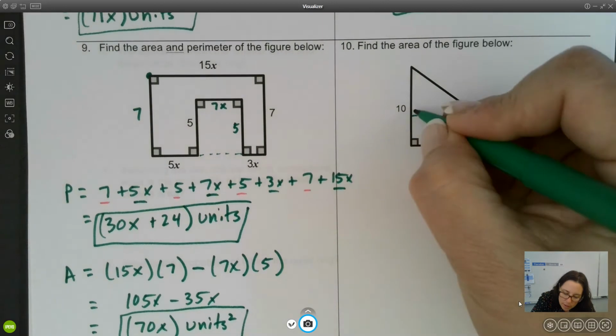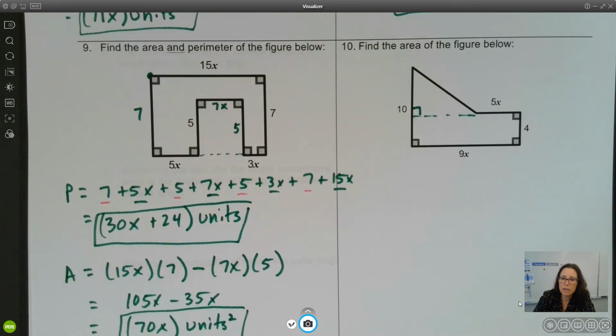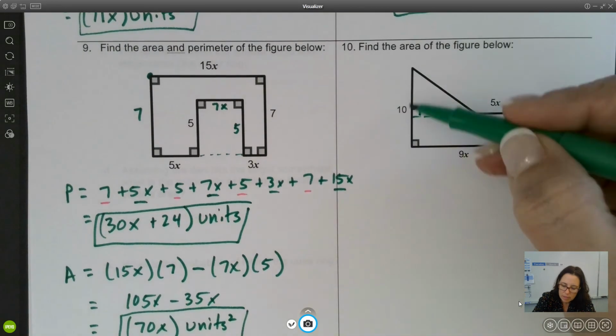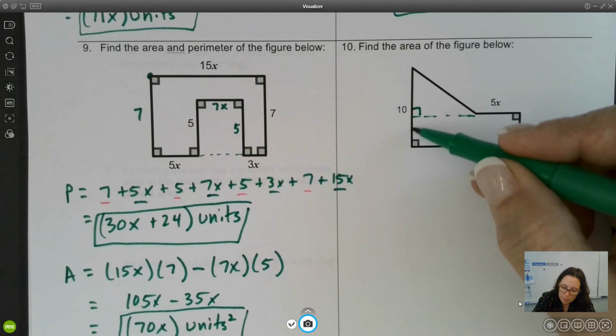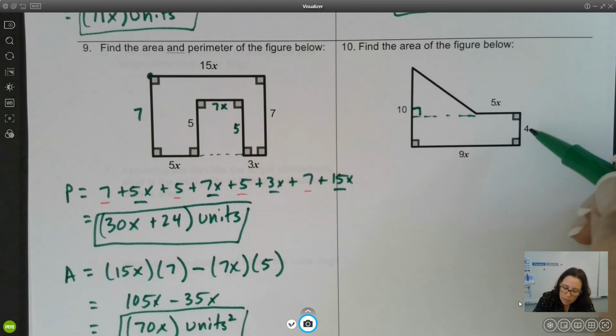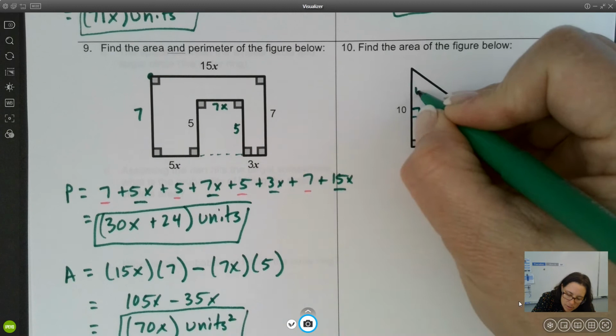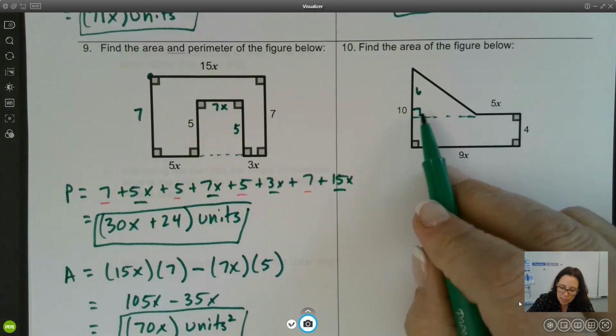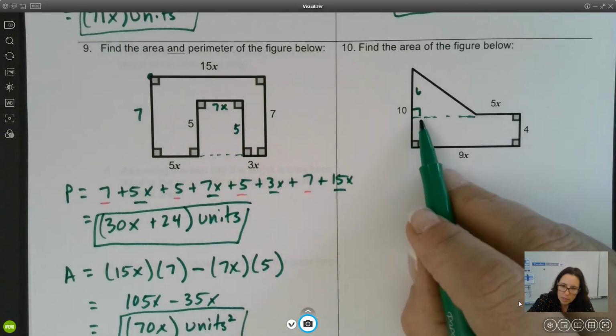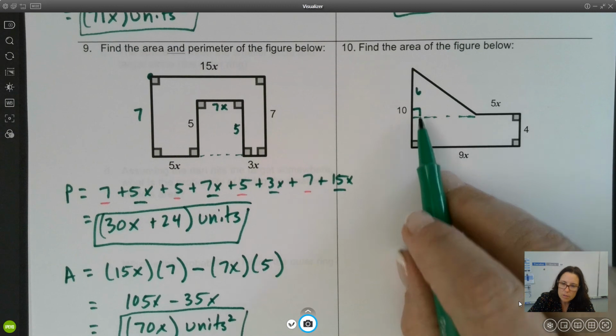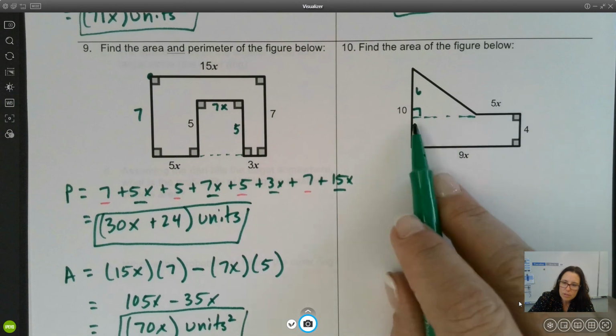Okay, so it's important to understand here is the 90-degree angle. If this whole thing is 10 and this bottom piece right here is 4, you okay that this is going to be 6 in here? From here to here is 6. Okay, let's do the same thing for this.